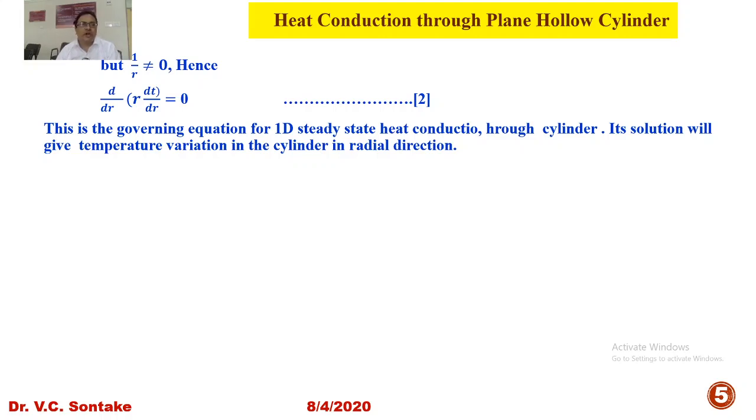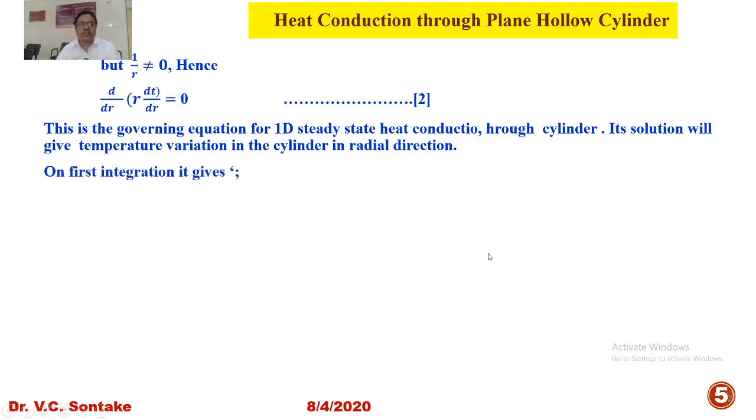And if we solve this differential equation, it will give us the variation of temperature inside the cylindrical surface in the radial direction. So we have to get the solution of this differential equation. In order to get its solution, we have to integrate twice. Why twice? Because it is a second order differential equation.